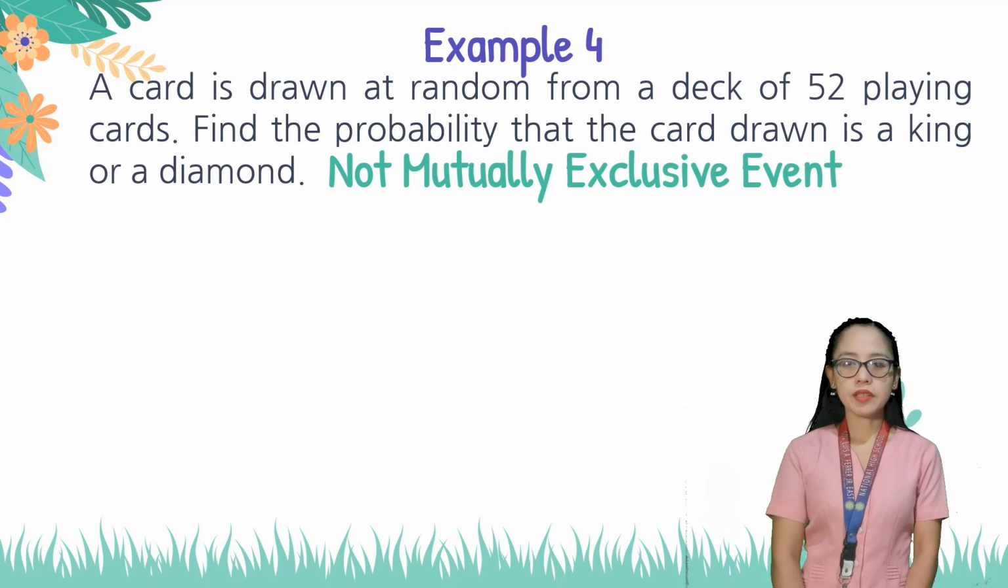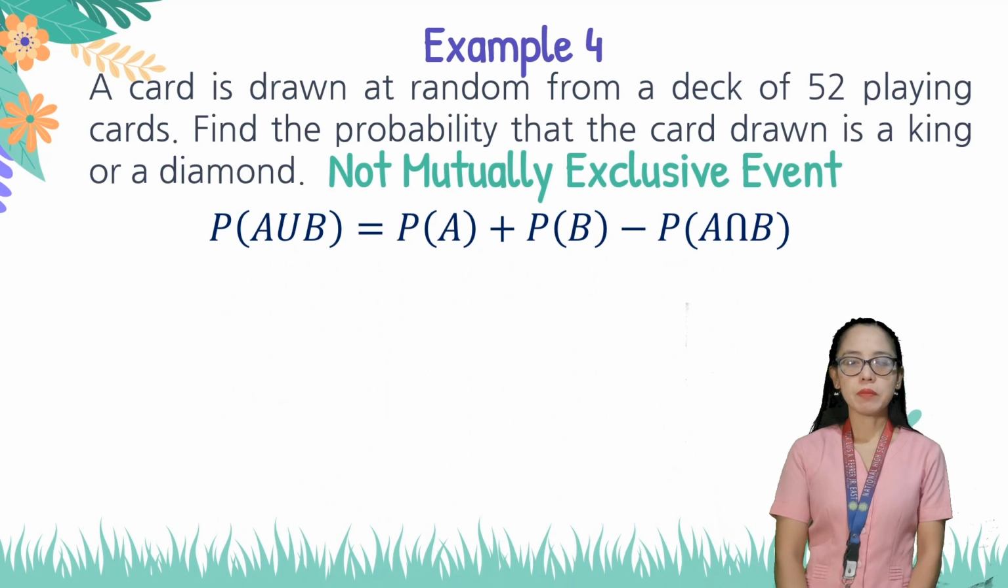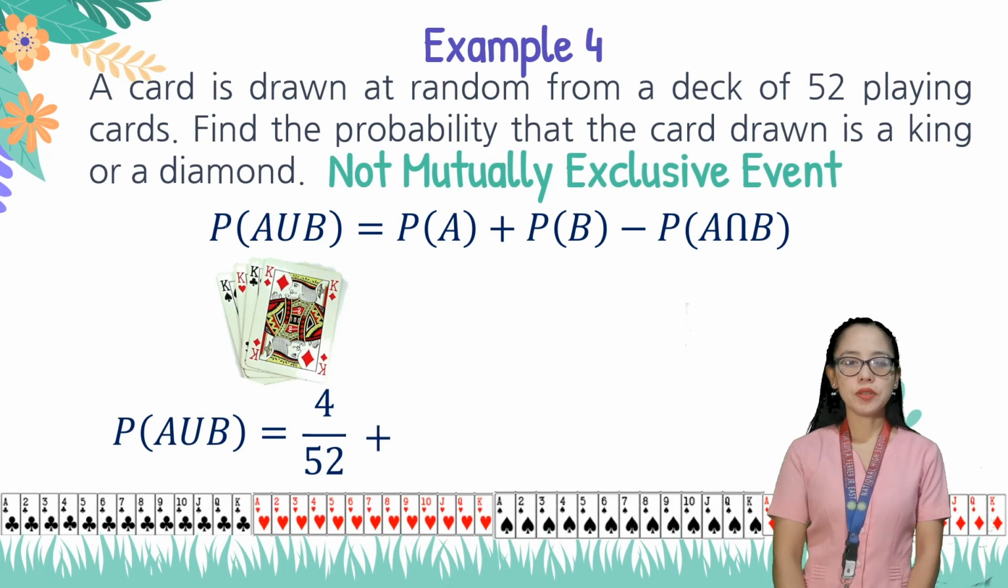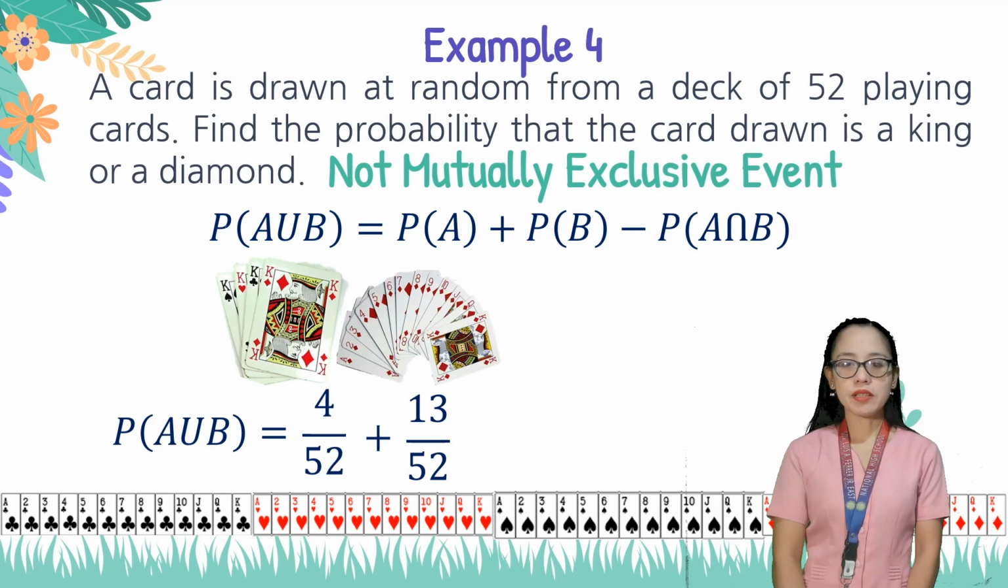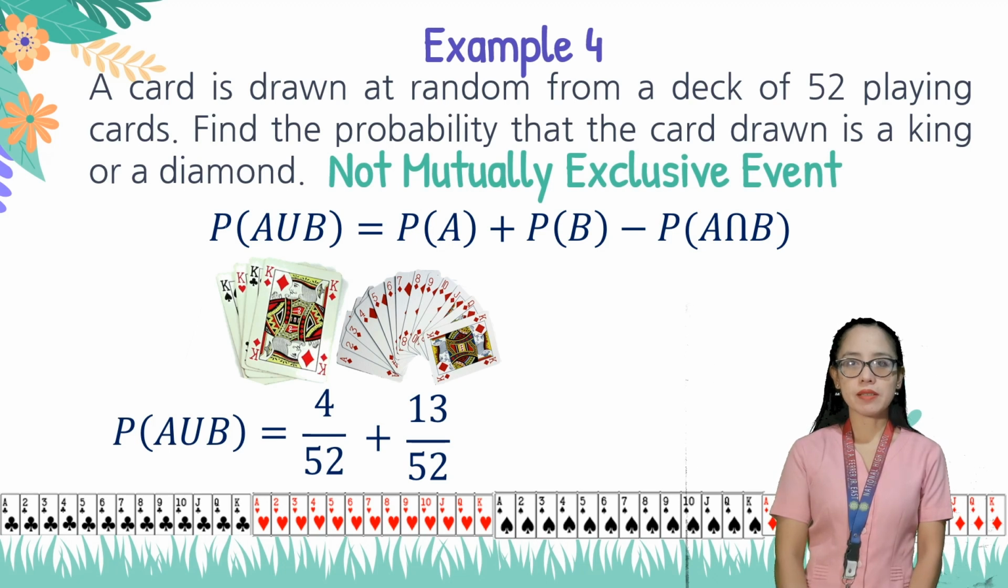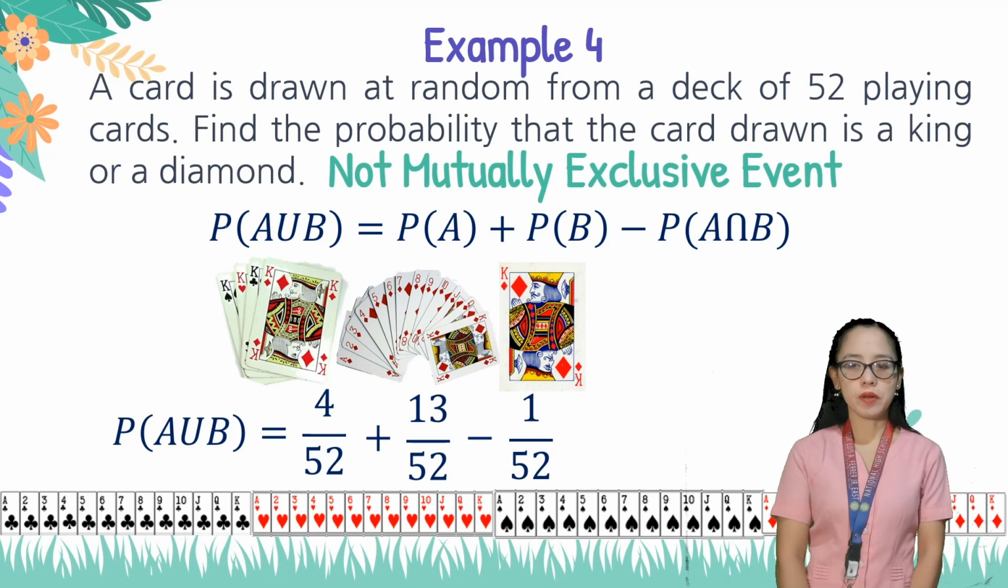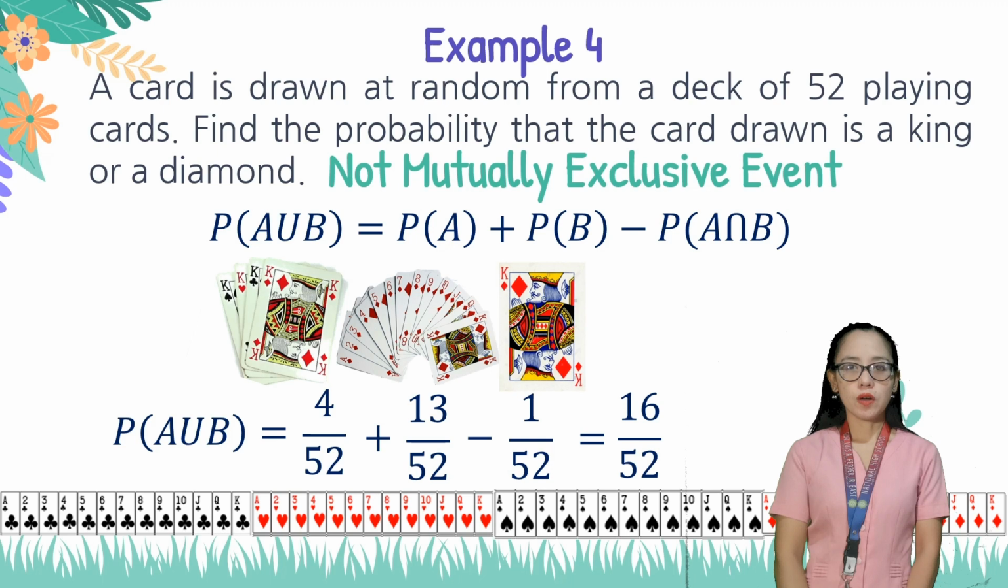To get the probability that the card drawn is a king or diamond, we will add the probability of king to the probability of diamond and subtract the intersection of king and diamond, or their common outcome. The probability that the card drawn is a king is 4 over 52. The probability that the card drawn is diamond is 13 over 52. And their intersection is 1 over 52, since there is only one diamond king. So the probability that the card drawn is king or diamond is 16 over 52, or simplifying it, 4 over 13.